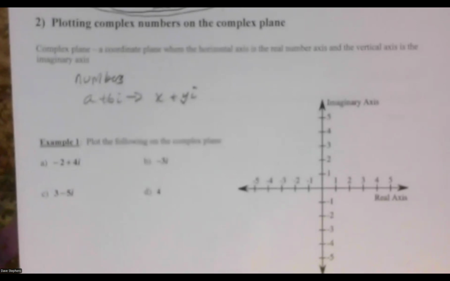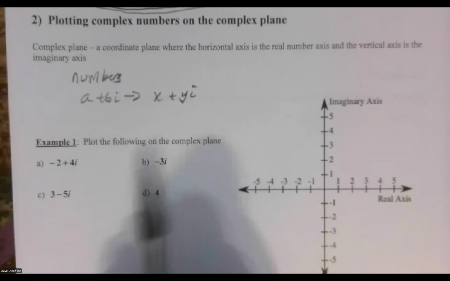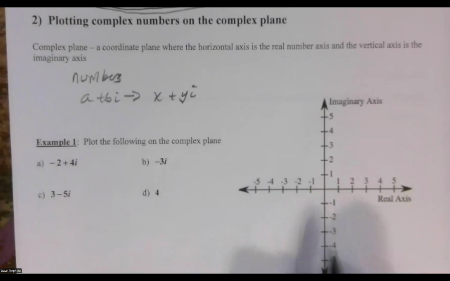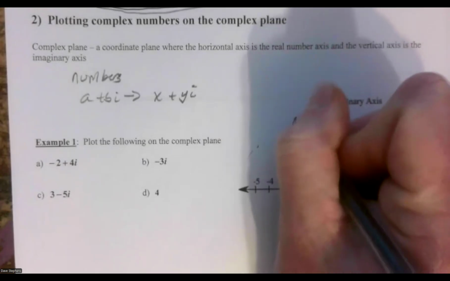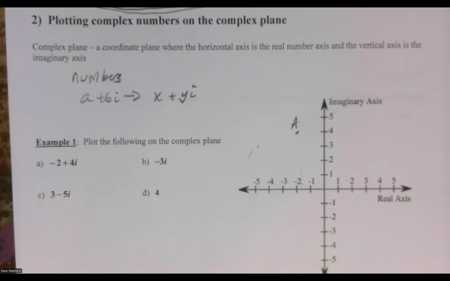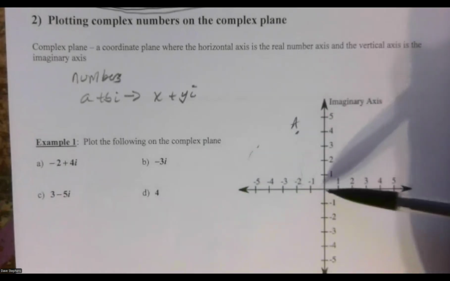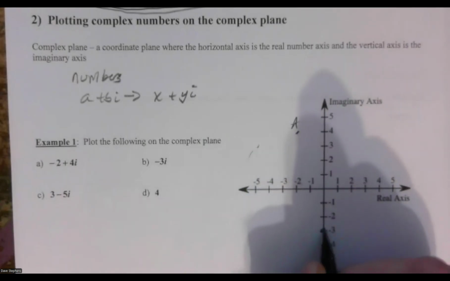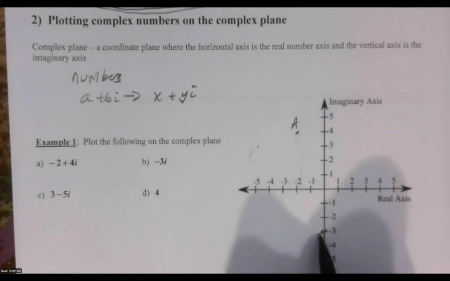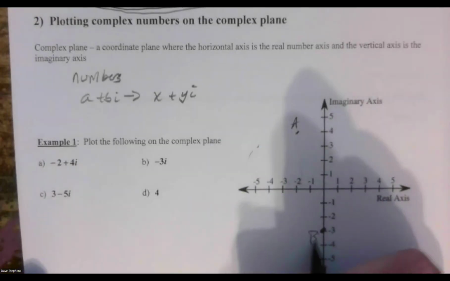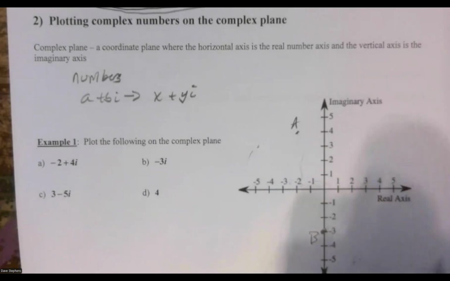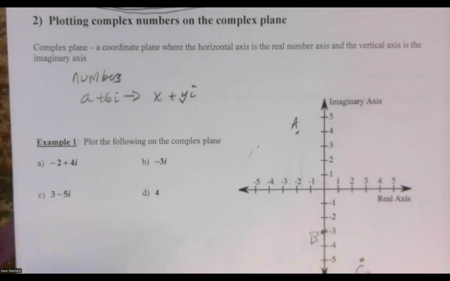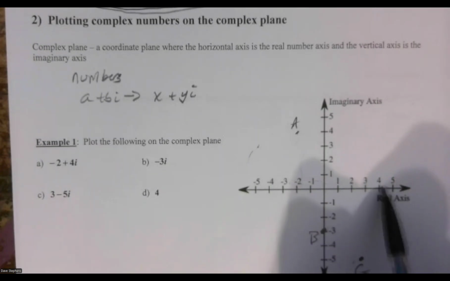So it asks us to plot these in the complex plane. So -2 plus 4i would be the point right here. -3i would be here. 0 on the real axis, -3 in the imaginary axis, and that's your point B. 3 minus 5i, so 1, 2, 3 minus 5i, that's your third point there, and 4, right? That's 4 in the real, and none in the imaginary.